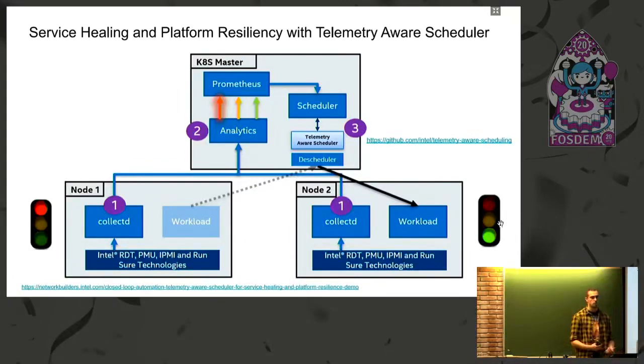If there are some minor issues or the resources are being saturated, then you can just keep what's already there, but do not schedule anything new. Or even if there are any critical issues, you can evacuate everything and reschedule on healthier nodes. So, by monitoring these metrics, you can perform those actions and enable service healing and platform resiliency.